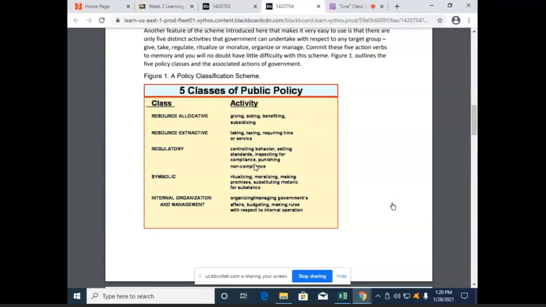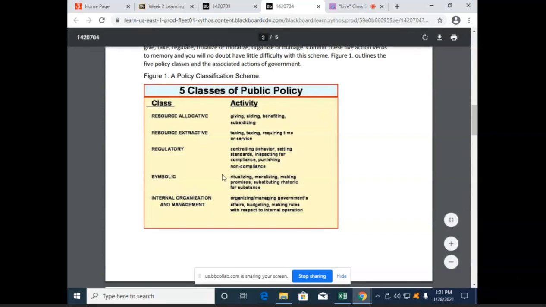So things like traffic laws would be regulatory policies. Anything under the heading of criminal law would be regulatory policy. But there are also some specific regulatory policies that affect businesses, for example, the people who operate businesses. So again, read the policy primer.